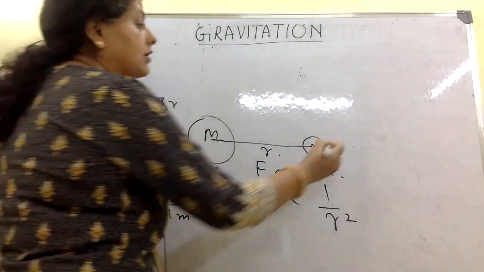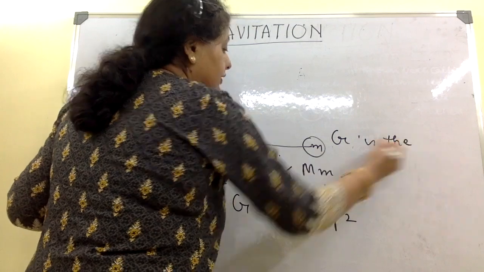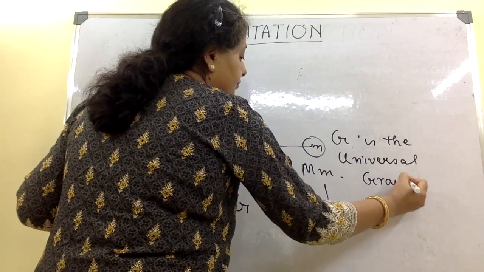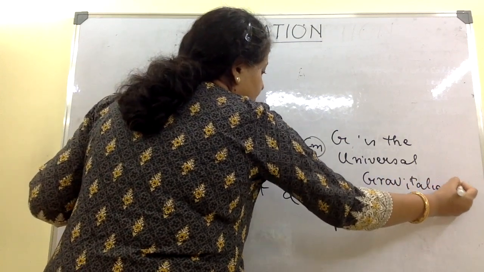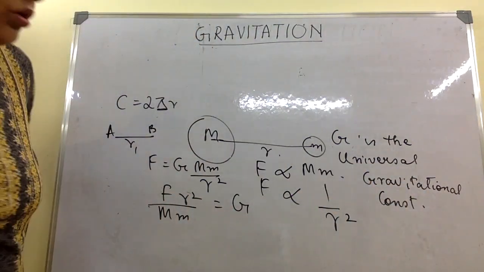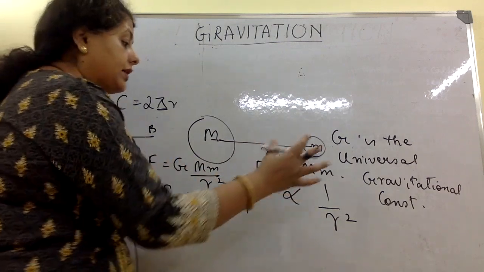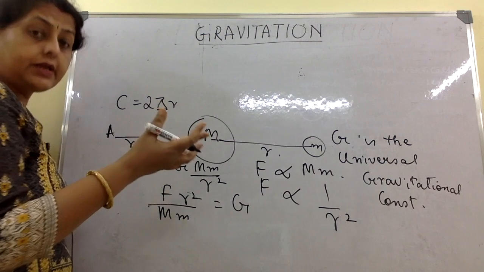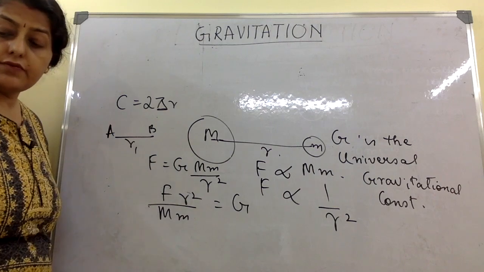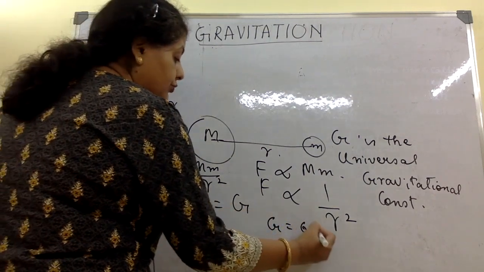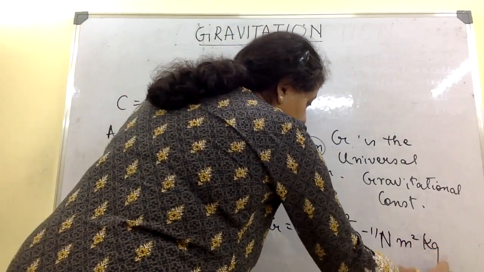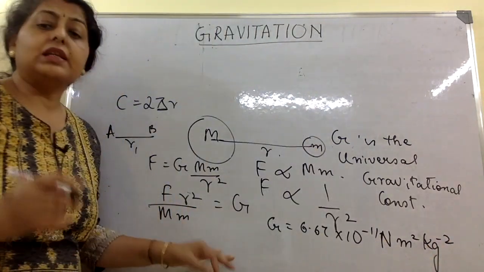This G is called the universal gravitational constant, also known as the gravitational constant. Now if pi had a constant value 22 by 7, this G should also have a constant value. And what is that constant value? G is equal to 6.67 into 10 to the power minus 11 Newton meter square kg to the power minus 2. Okay, a little difficult to remember.